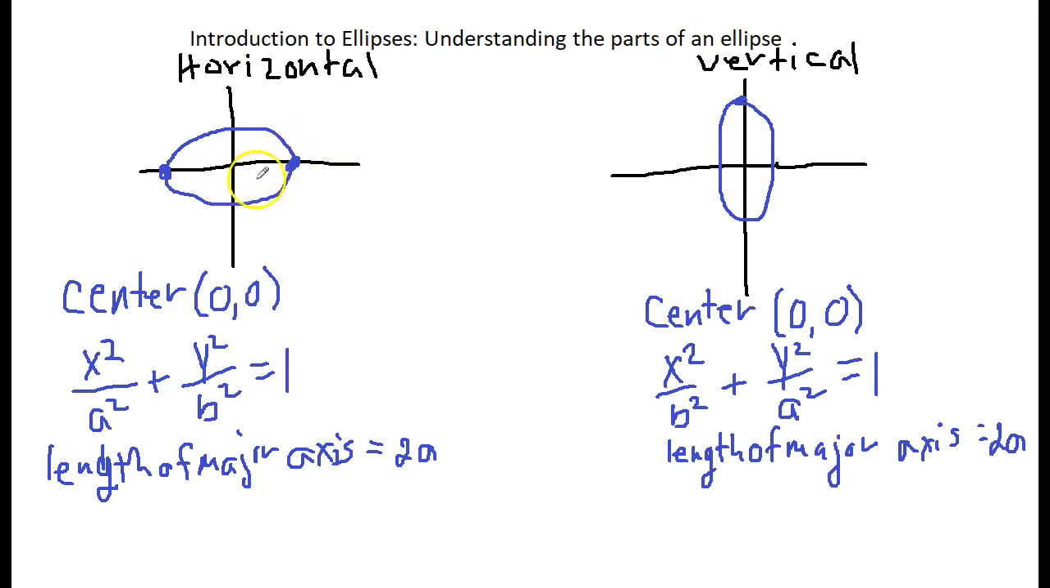So this, since it's the positive x-axis, this is positive a. And this would be negative a. The positive and the negative, remember, only have to do with direction, not value. On the vertical, this would be positive a, and this point here would be negative a. So my vertices for the horizontal, let me do plural, vertices, instead of just saying vertex.